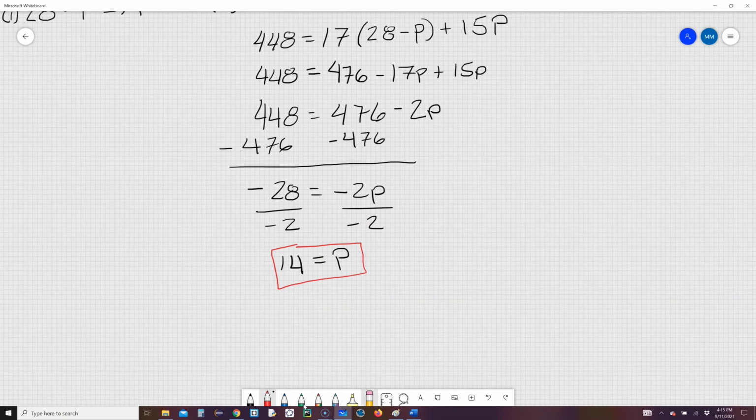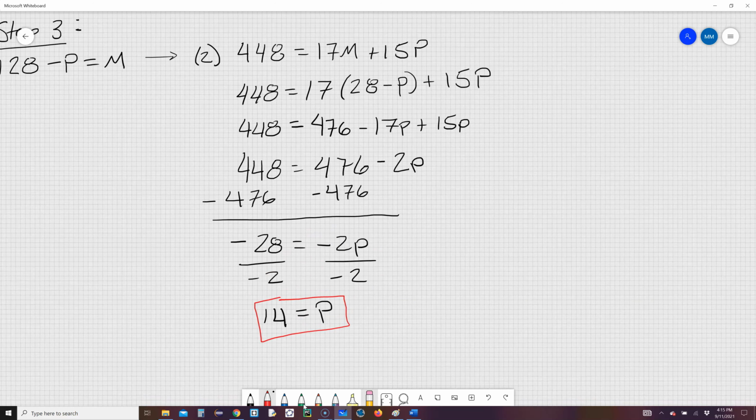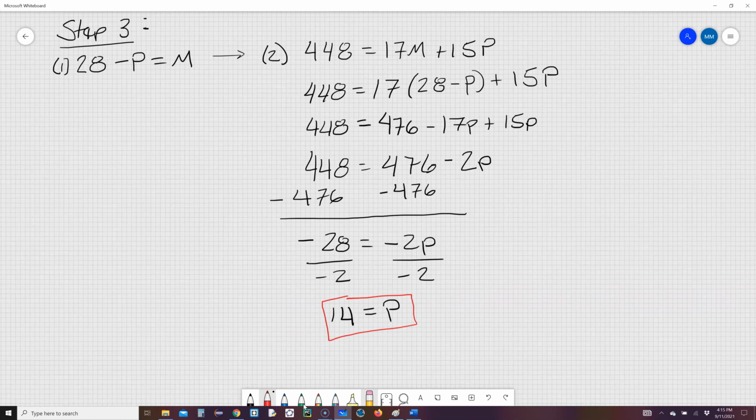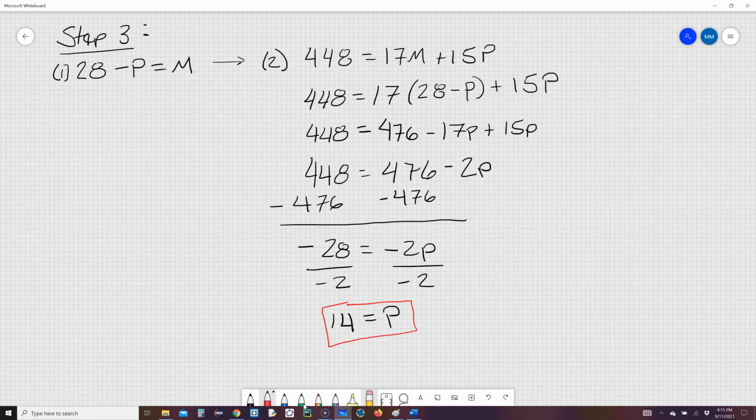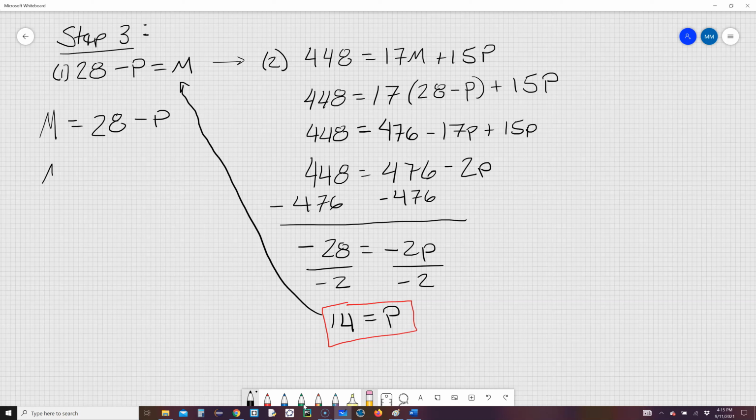Next step in our algorithm says to back substitute this into one of the original equations. I'm going to go for that one. Tells me that M is 28 minus P. M is going to be 28 minus 14, which is also 14.